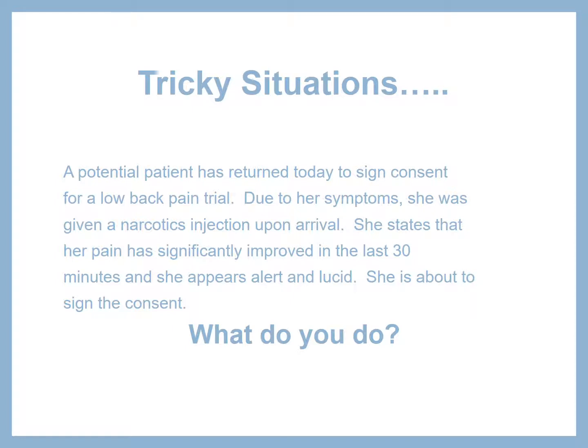My first question is, what kind of narcotic did she get, and is she in a position to make an informed decision 30 minutes after the injection? She might appear alert and lucid, but I want to make sure that everybody who signs my consent is not operating under the effects of narcotics, because it does impair decision making. And so I think there would have to be some discussion between myself and the investigator who sees her about whether she's impaired from her narcotics injection.